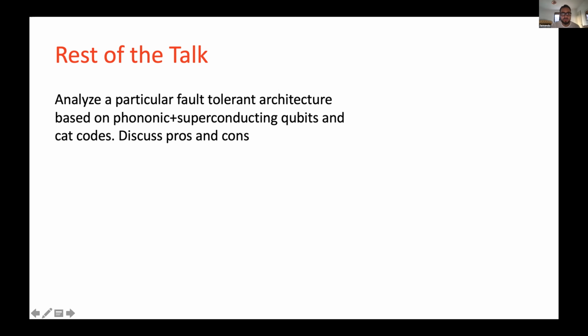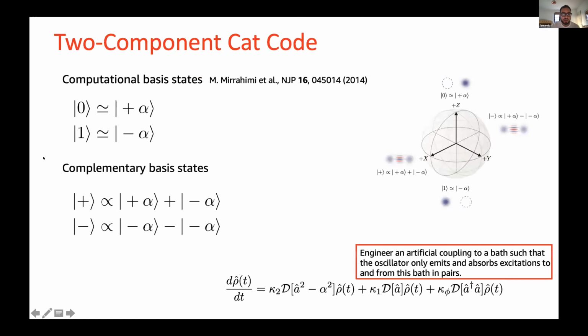So what I want to do here, the last 15 minutes, is analyze this particular fault tolerance architecture, which is based on phononics, which is where we put the cat codes that I'll tell you what they are, and superconducting qubits because we need them to manipulate the information in these phononic modes, using these cat codes as the building blocks. And I will tell you what we learn about it, right? There is good news and some bad news as well.